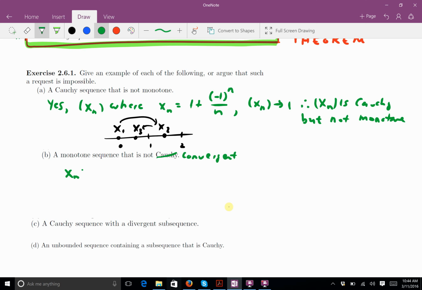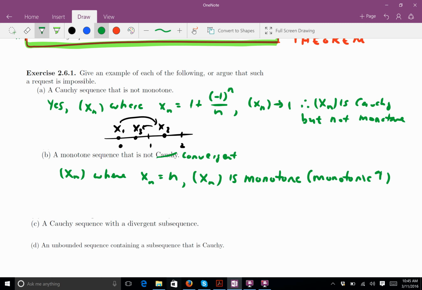If we look at the sequence xn, where xn is equal to n, okay, this sequence is obviously monotone, right? So we see that the sequence xn is monotonic increasing. Okay, it's monotonic increasing. But it does not converge. Why? Because it's not bounded.